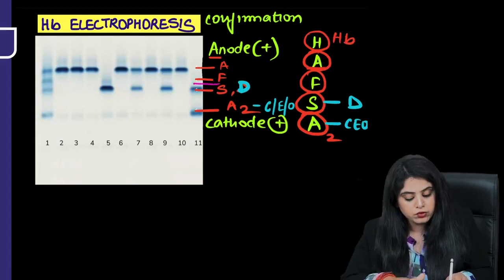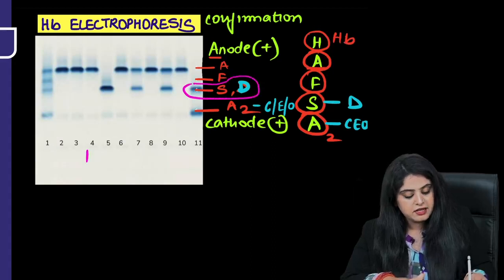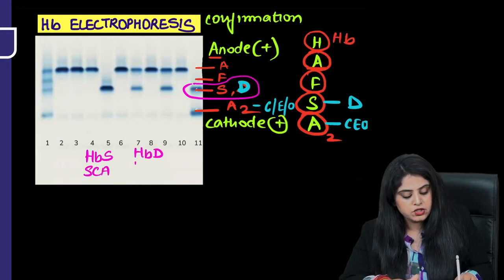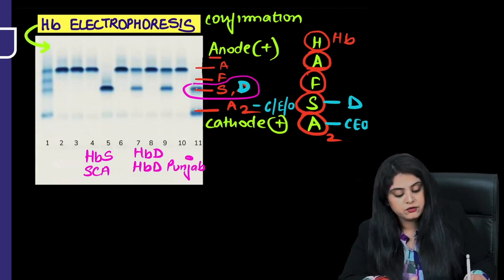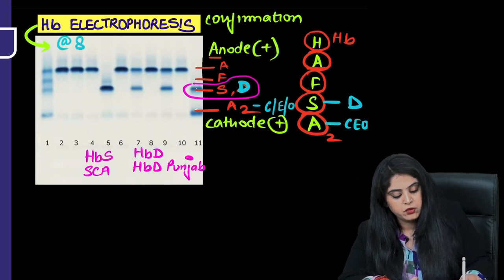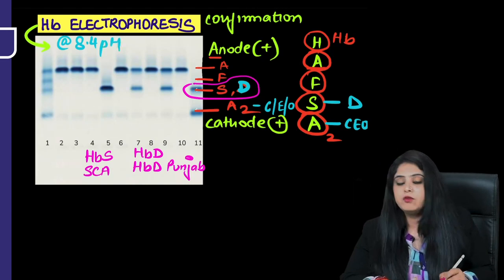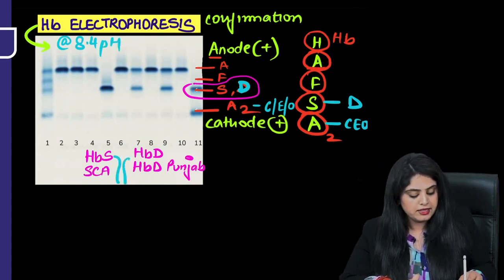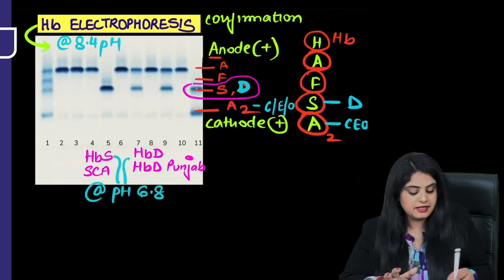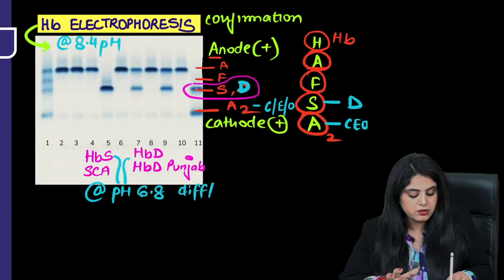So how do I differentiate? Especially I want all of you to know the differentiation between S and D. Why? Because hemoglobin S is sickle cell anemia and hemoglobin D is a condition known as HbD Punjab, because it is very common in the Punjab belt. How will you differentiate? Let me tell you. This electrophoresis was done at a pH of 8.4. That is why you were getting S and D together. If you want to differentiate between them, you will now do it at a pH of 6.8, a little acidic, and then you will be able to differentiate between the two.